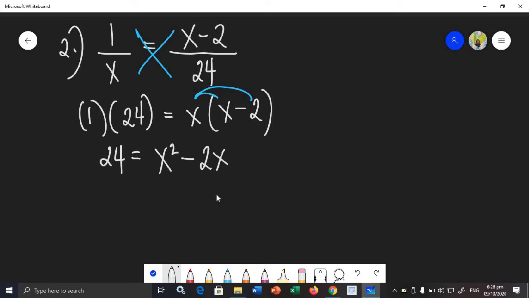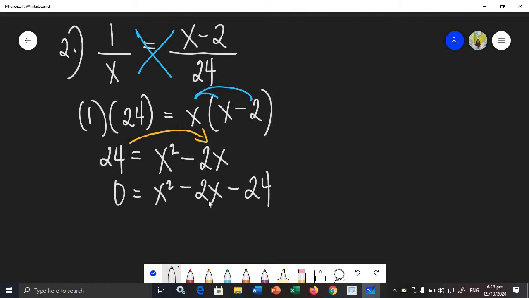Now, here, ayan, meron na siyang degree na 2. So, therefore, we can actually transform this into a quadratic equation. Kailangan na lang natin siyang maging standard form. As much as possible, positive si quadratic term. So, ang mag-a-adjust po yung linear and yung constant term. Okay? So, transpose natin si 24 on the right side of the equation. So, magiging 0 is equal to x squared minus 2x. 24 will become negative.